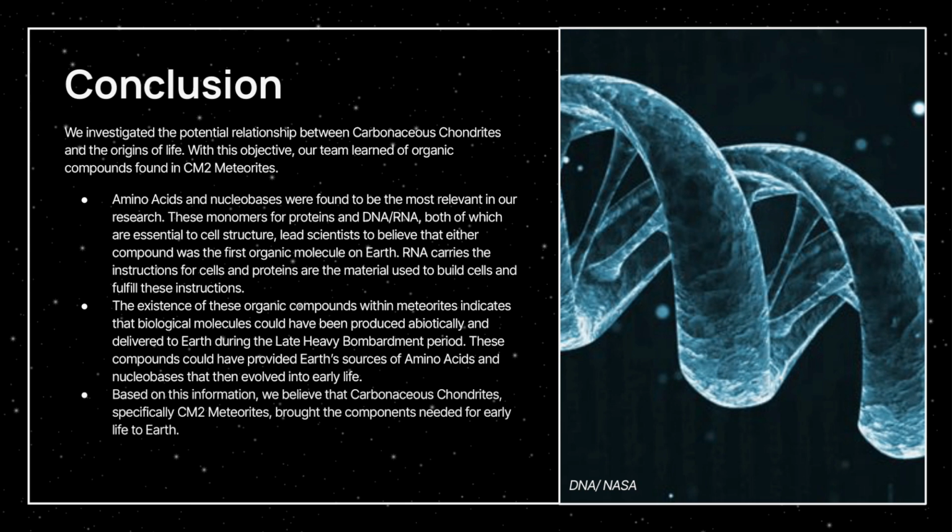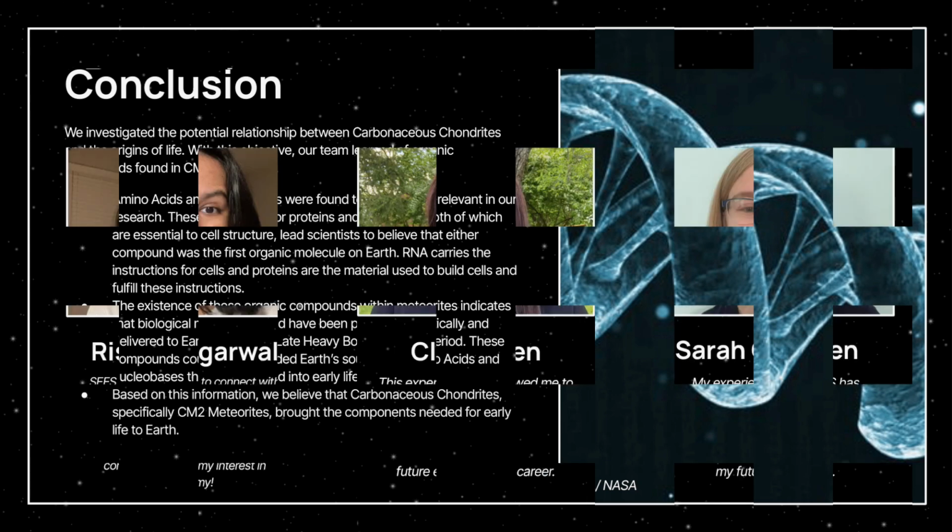The existence of these organic compounds within meteorites indicates that organic molecules could have been produced abiotically and delivered to Earth during the late heavy bombardment period. These compounds could have provided Earth's source of amino acids and nucleobases that then evolved into early life. Based on this information, we believe carbonaceous chondrites, specifically CM2 meteorites, brought the components needed for early life to Earth.